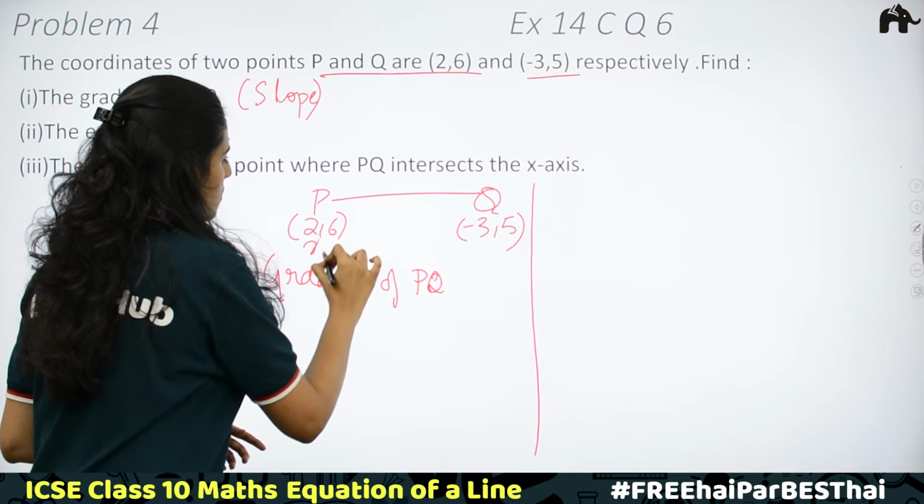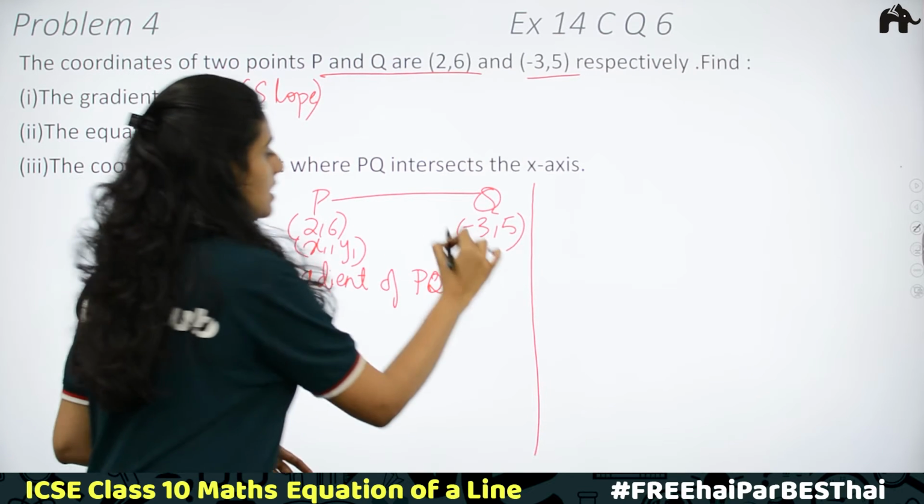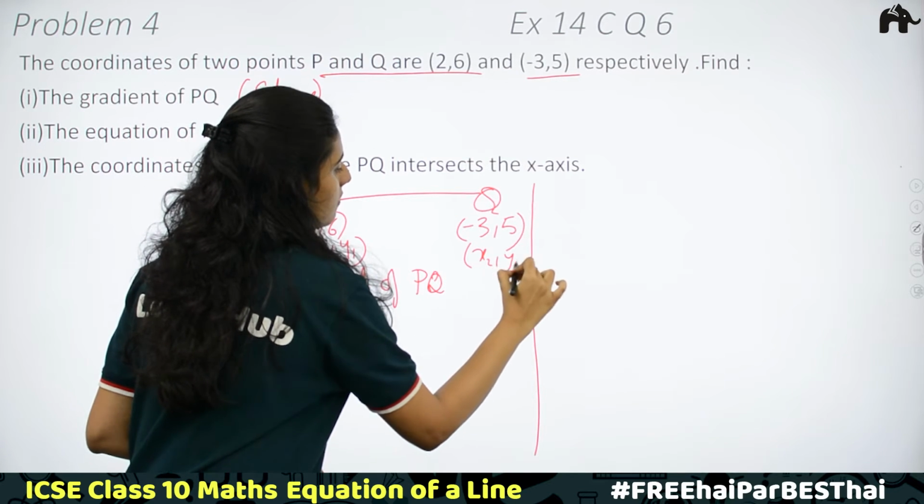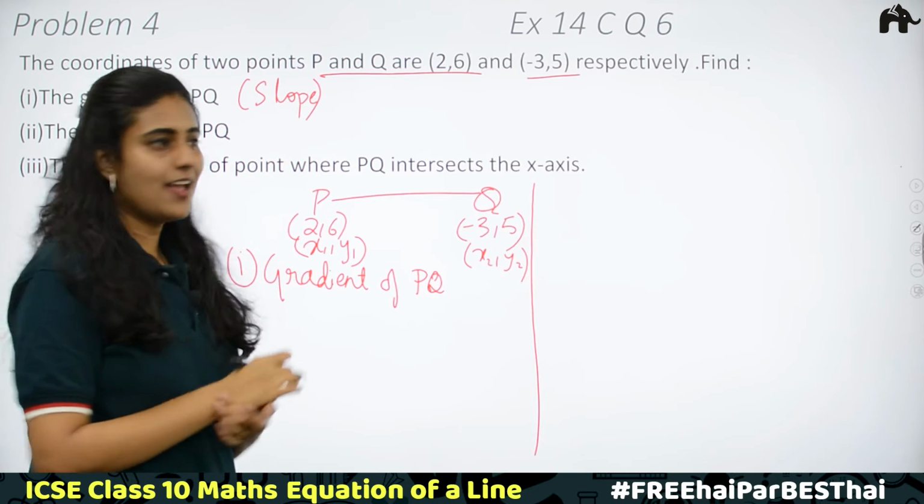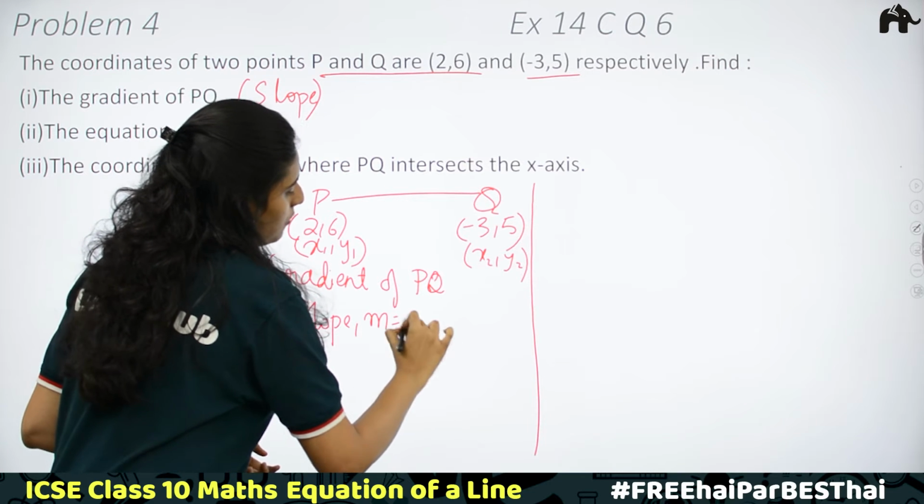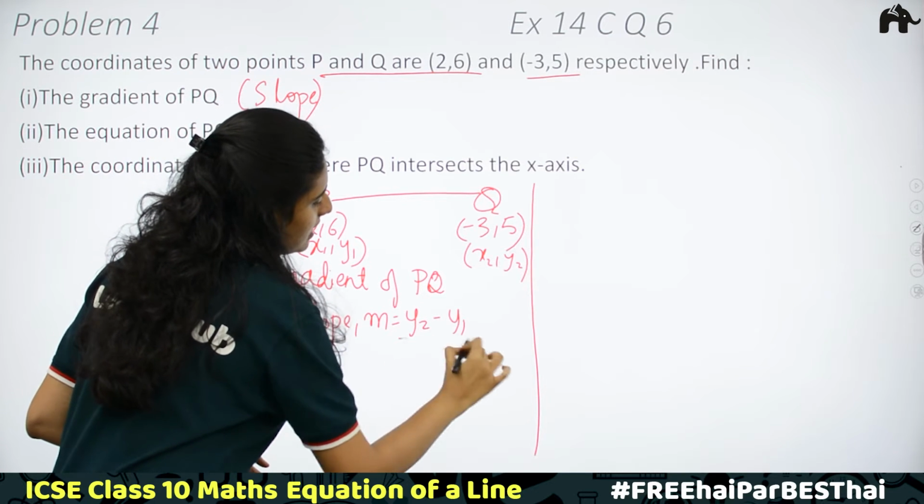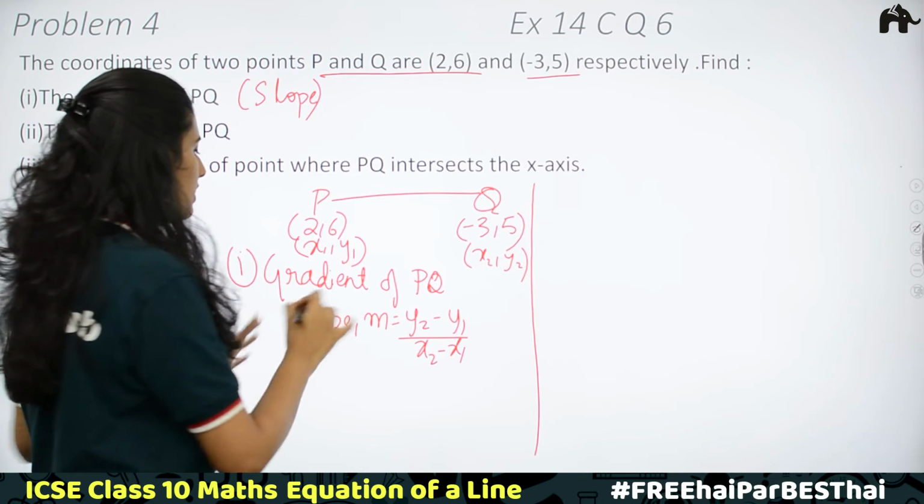We will take this point as x1, y1 and this point as x2, y2. Okay. How to find the slope? Slope m is equal to y2 minus y1 divided by x2 minus x1. Just we need to substitute to get the slope.